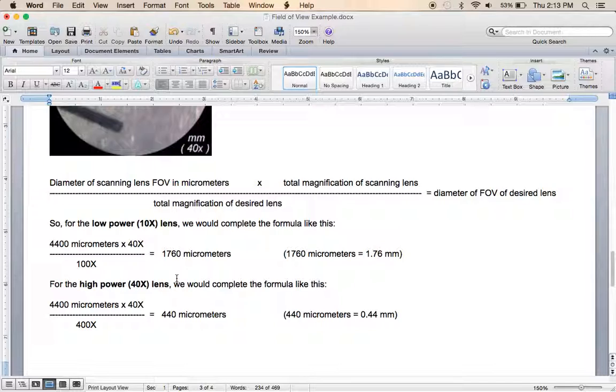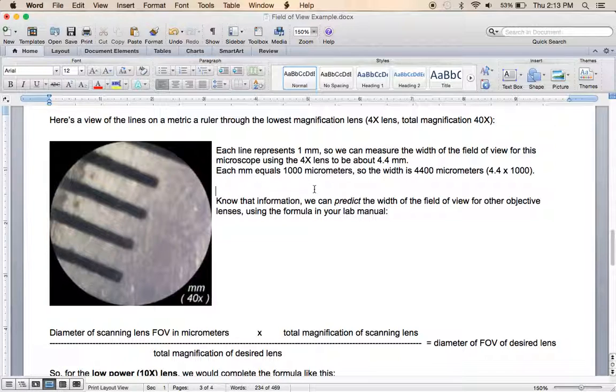Let's do the high power lens. So according to the formula, we start with what we know on top, which is that the diameter of the scanning lens field of view is 4,400 micrometers. The total magnification is 40. And then we want our total magnification of the desired lens. Well, our desired lens is the high power lens, which is the 40x lens. For the total magnification, you multiply the 40x lens times the 10 times magnification from the eyepiece. So that gives us a total magnification of 400. So according to this formula, you multiply 4,400 times 40 divided by 400 to give you 4,400 micrometers. Well, we know that 1,000 micrometers equals 1 millimeter.